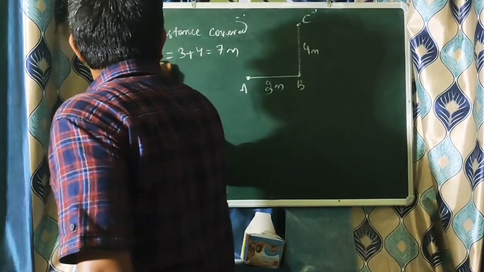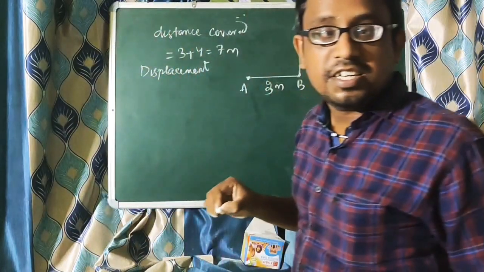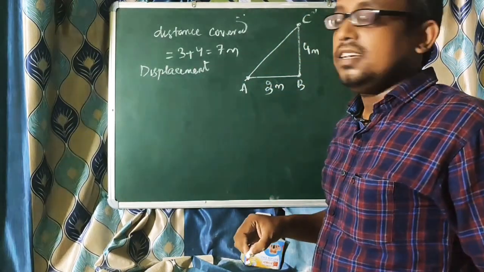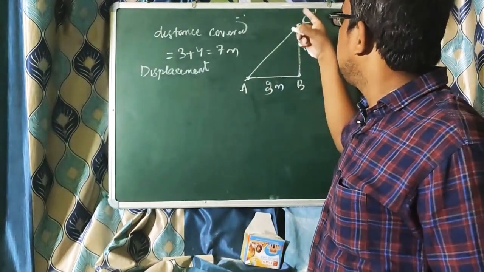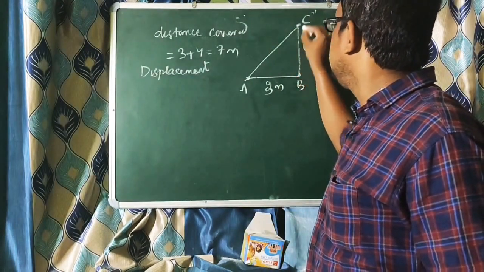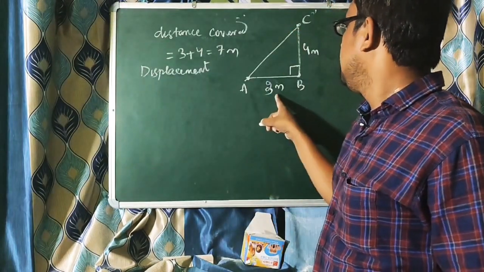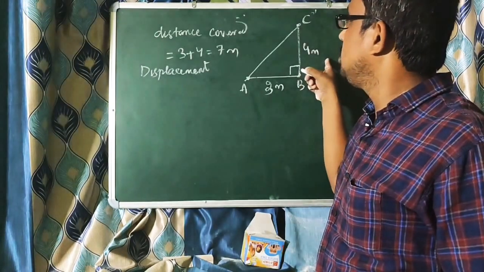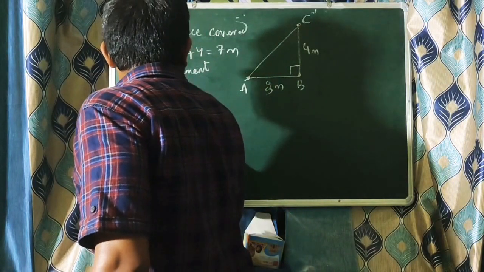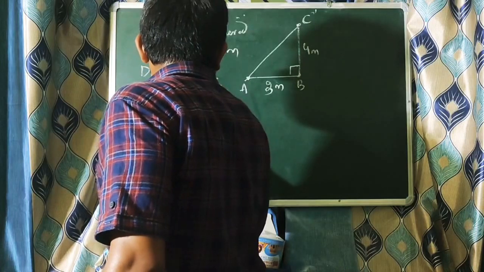And displacement, we know, is the shortest distance. So how can we find it? By joining the initial and final point by a straight line. The initial point was A, the final point was C. I have joined A and C by a straight line. Now see, this is a right angle triangle. This is the right angle, this is the hypotenuse, this is the 3 meter base, and 4 meter is the perpendicular. So the hypotenuse, the displacement, will be root over 3 square plus 4 square. It will be 5 meter.